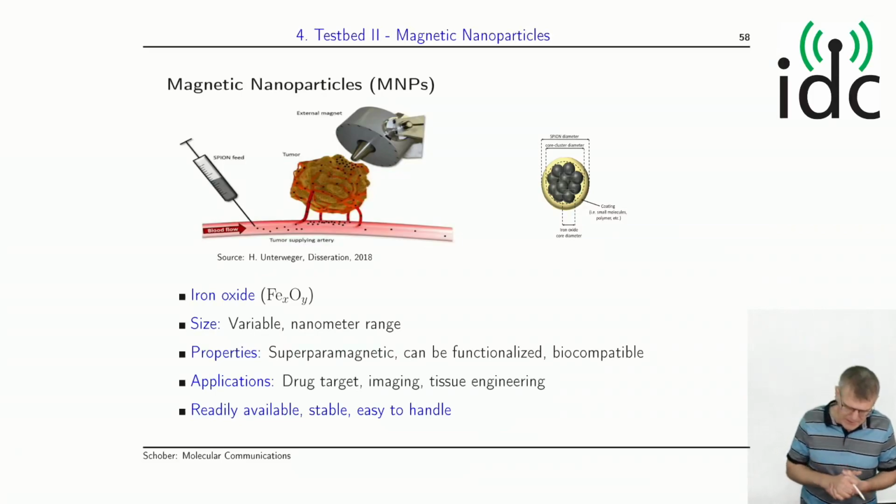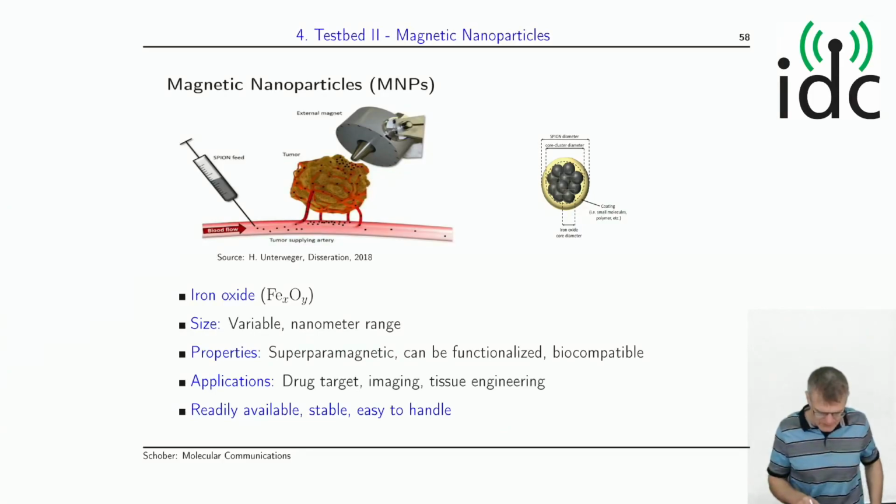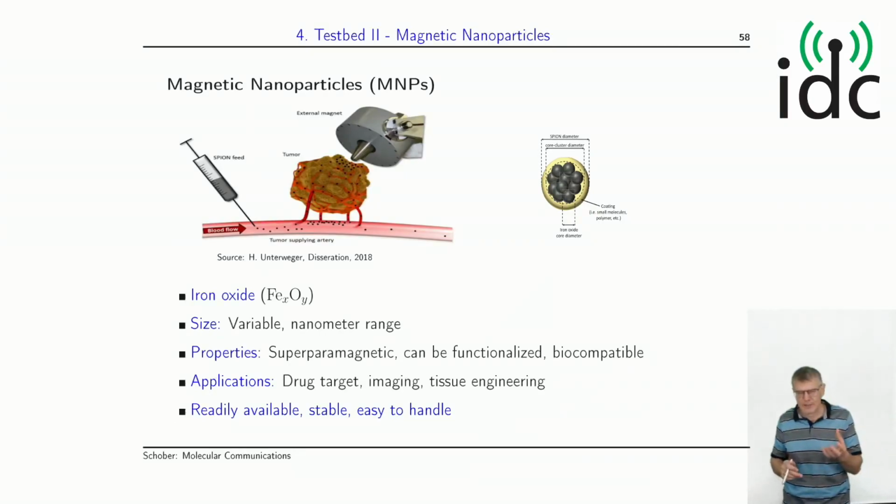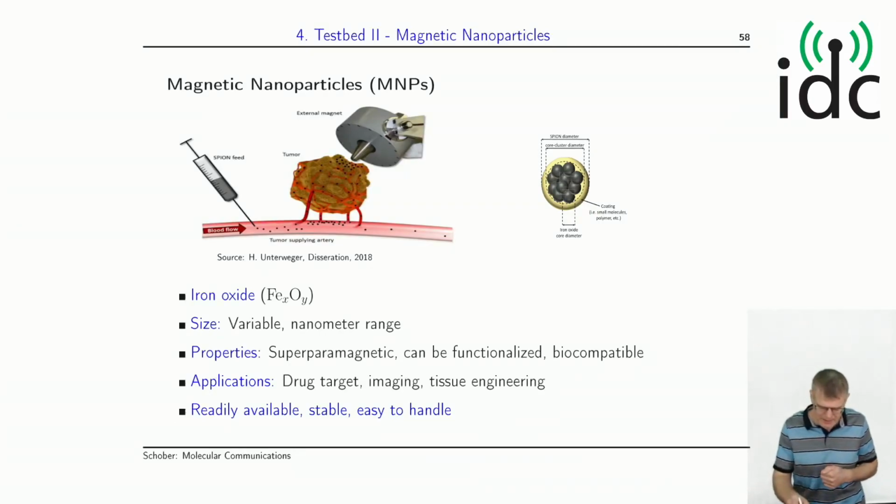Now these particles are already used in the medical field, as illustrated a little bit here. So they are used for drug targeting, for imaging, and for tissue engineering, right? For one use case, for example, they are functionalized with cancer drugs. So this means that cancer drugs are attached to the surface here. And then they are injected close to a tumor, and then a huge magnet is used to hold them close to this tumor, right, by exploiting their magnetic properties.